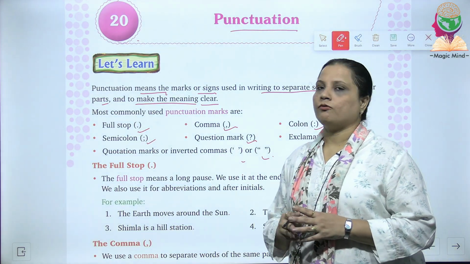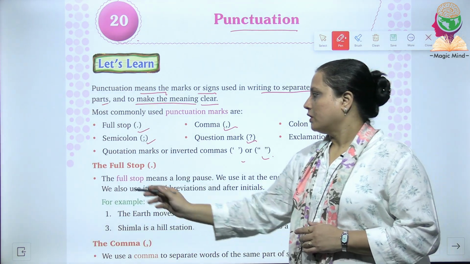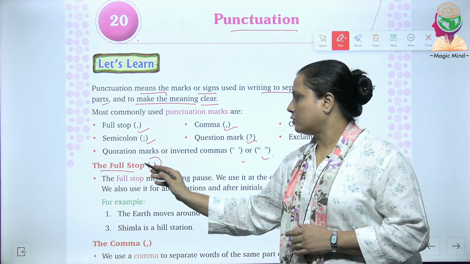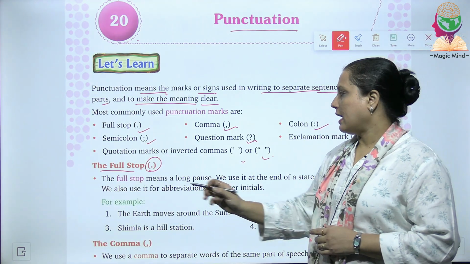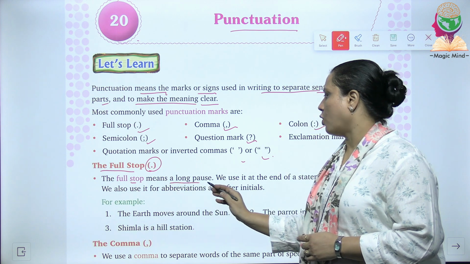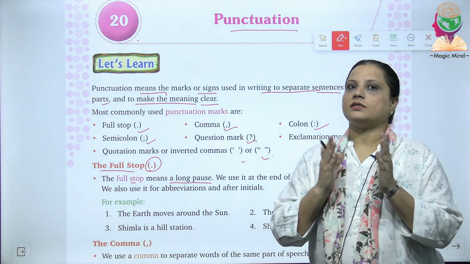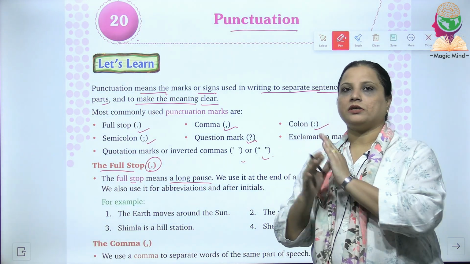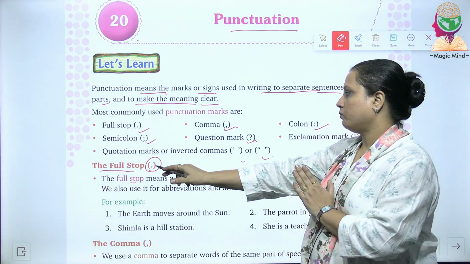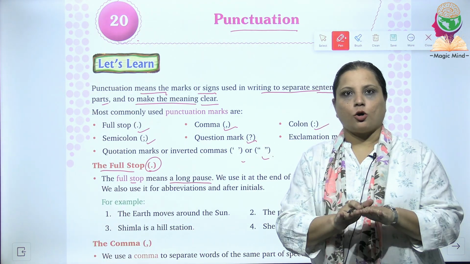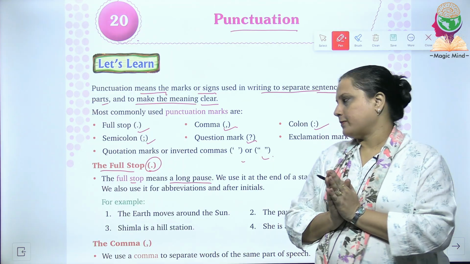Then what does the full stop basically do? What is it used for? Let's now read here. The full stop is denoted by a dot, and the full stop means a long pause, एक बहुत बड़ा ठहराव. यानी कि आपको एक सेंटेंस खत्म करके जब दूसरा सेंटेंस बोलना है तो उसके बाद आपको थोड़ी देर ठहरना है. This full stop denotes that stoppage between the two sentences.